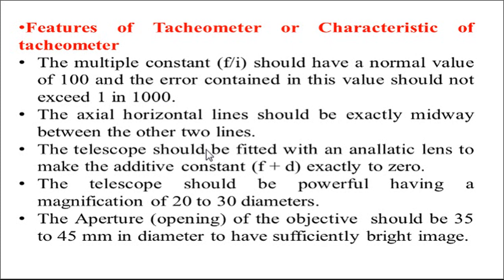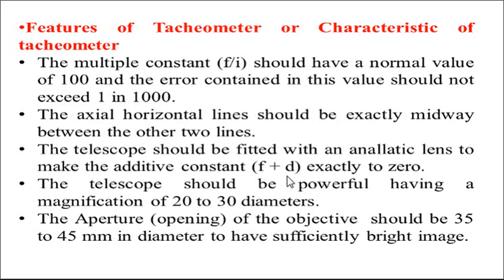That means in a diaphragm, the three crosshairs which we are providing should be at equal distance from the central hair. Next, the telescope should be fitted with an anallactic lens to make the additive constant F plus D exactly 0. This is the construction arrangement of a tachometer. If we fix an anallactic lens, the value of F plus D becomes 0, which is very important for the various calculations in tachometry.